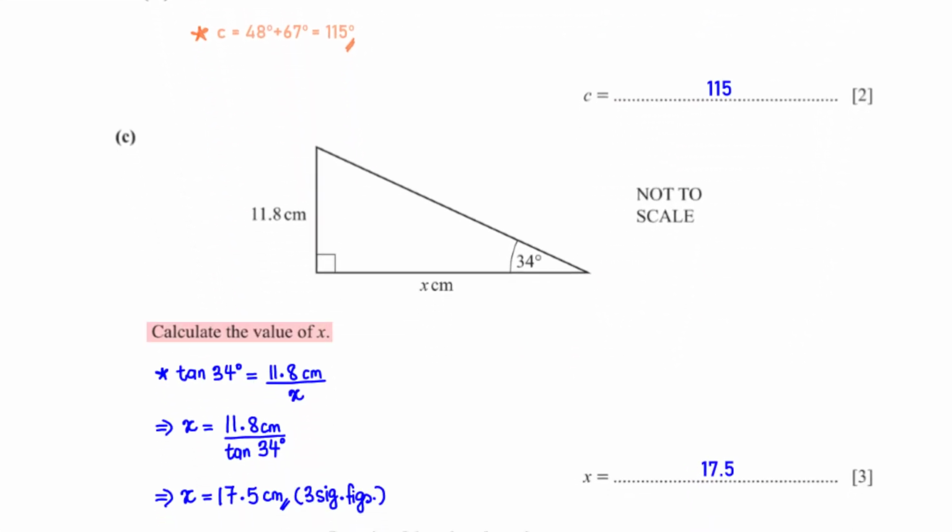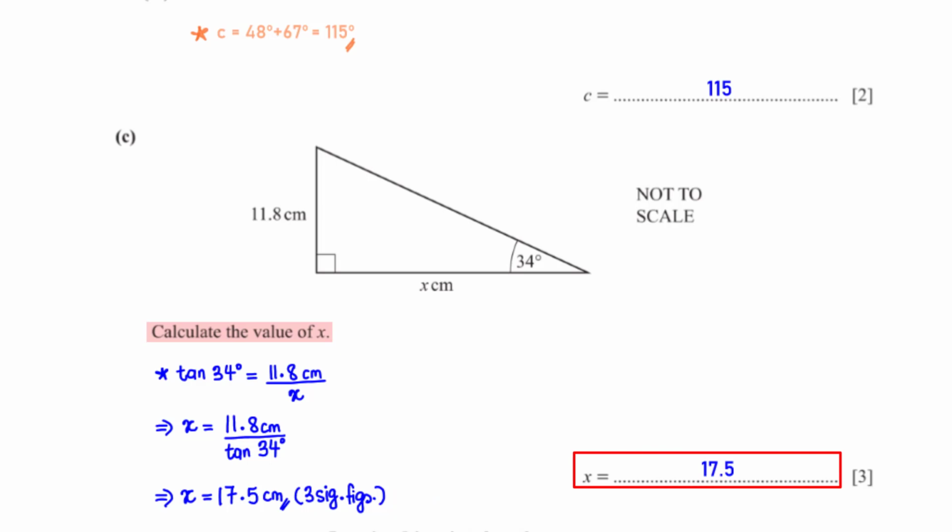Calculate the value of x. To get x, we apply SOHCAHTOA. This gives us tan 34 degrees equals 11.8 centimeters divided by x. When we make x the subject, this is what we get, which is equal to 17.5 centimeters rounded to 3 significant figures.